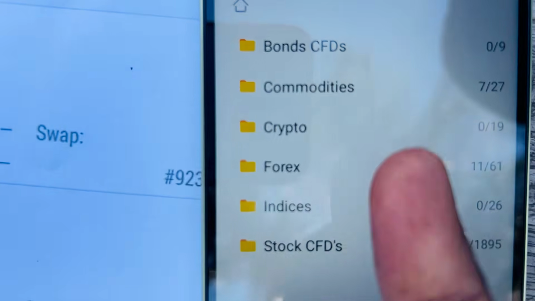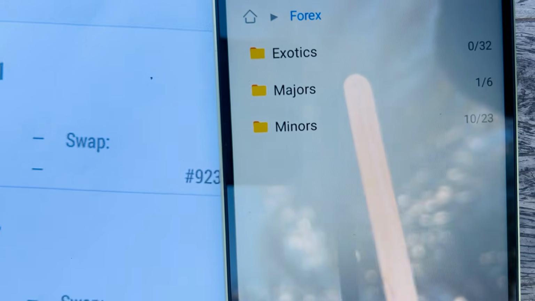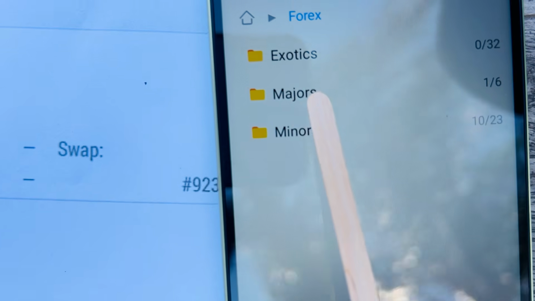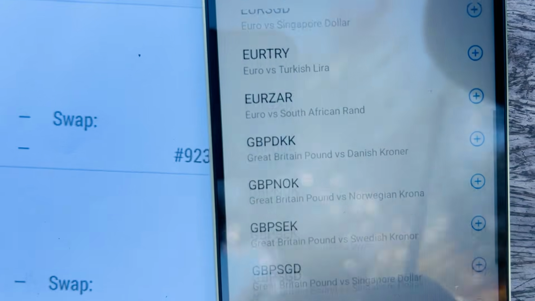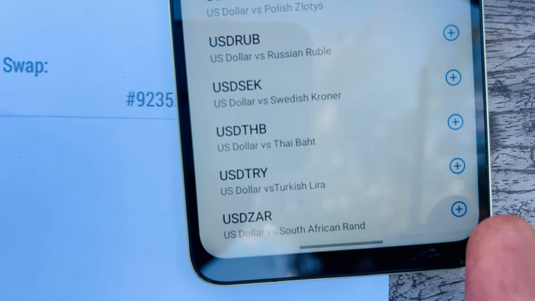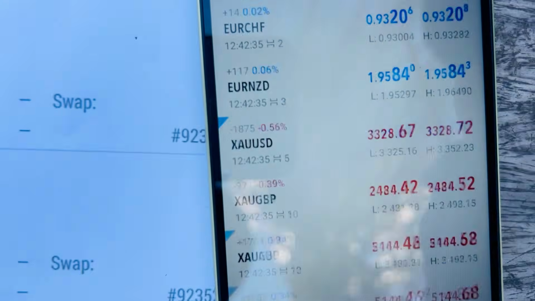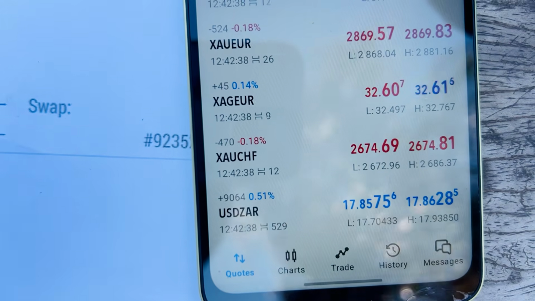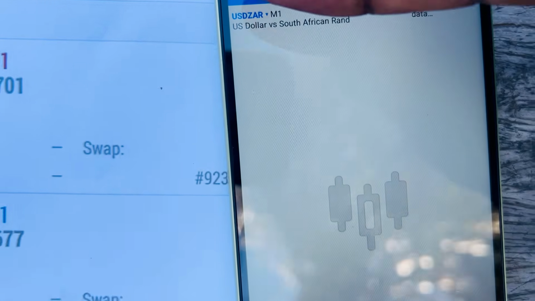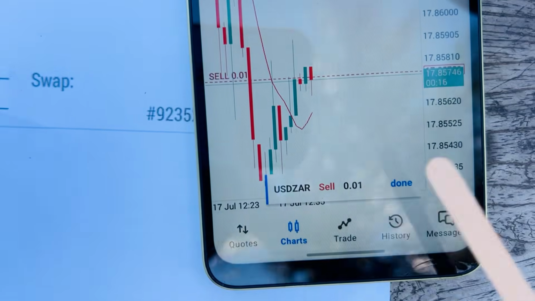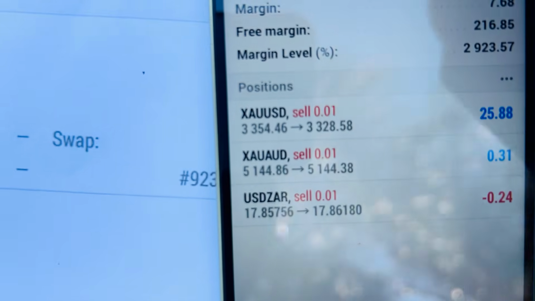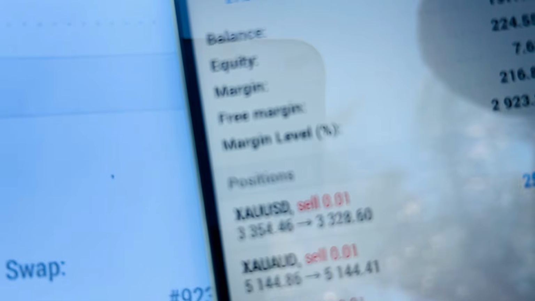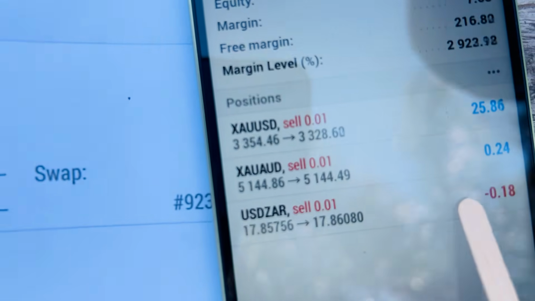When you go to Forex, we have exotics, we have majors, we have minors. I recommend that you trade the majors, not the exotics. The exotics have higher spread. For example, if you click here and scroll all the way down, let's look for USDZAR and add USDZAR, go back. When you compare the spread here, you can see 529 is too much. If you click on chart, click buy with a 0.01 lot, you go here and you see how much money you are paying. So it's too much. Make sure that when you trade an asset, you trade an asset that has a lower spread.